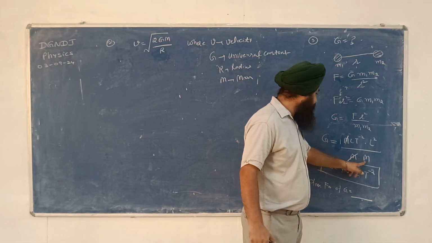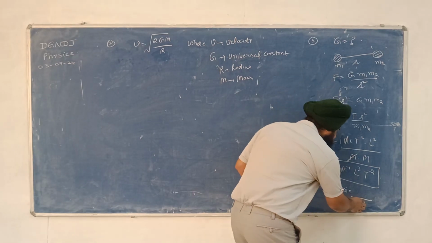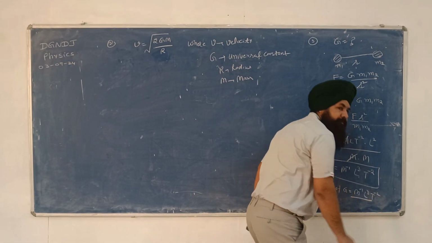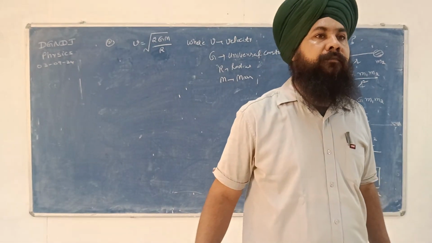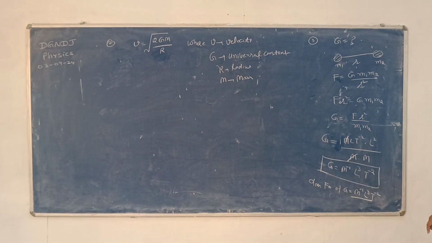G is equal to this, and this m will come in the numerator. Is that the final formula for both? Here the answer is m minus 1 L cube T minus 2. Yeah, this is the value of G. This is the value of G. That is why we have calculated.